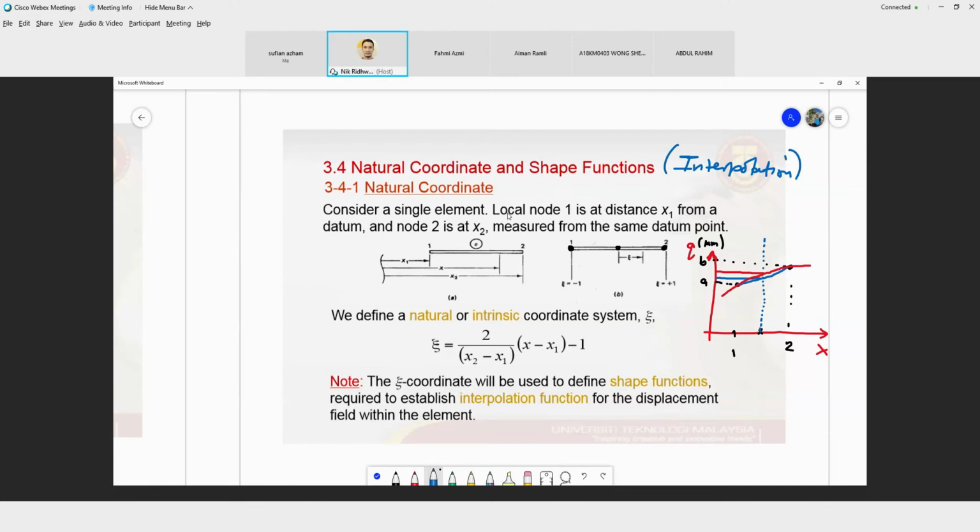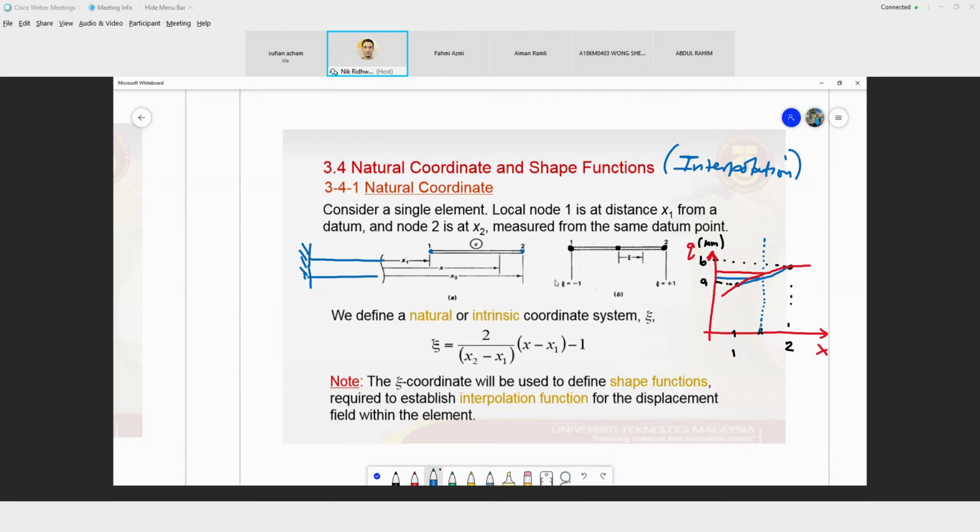So it mentioned there, local node 1 is at distance x1 from the datum. So let's say this is kita punya elemen number 1, tapi dia punya datum dia tu located maybe somewhere dekat sini kan. Dan from datum, node 2 is at x2 from the datum. So ni lah distance dia from the datum. Alright. So x2 from the datum, which this datum is a fixed point. So we measure the points ni from the same datum.